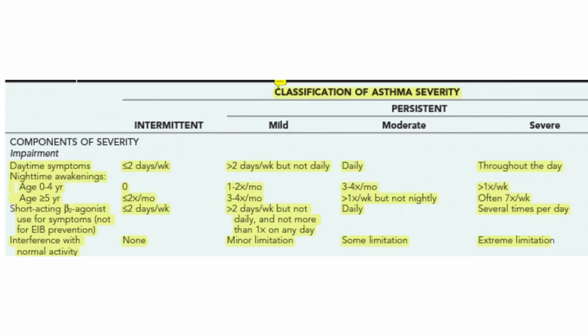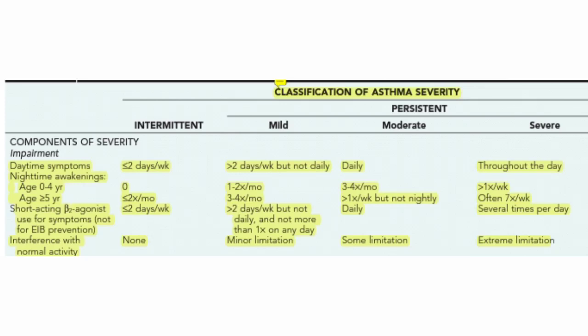Now we'll discuss the control classification of the child. So control can be well controlled, not well controlled, and very poorly controlled. So these are the 3 classifications of the control. Again we will divide it into daytime symptoms and nighttime symptoms. So daytime symptoms, if less than 2 days per week, then it will be well controlled. If more than 2 days per week, then it will be not well controlled, and if occurring throughout the day, then it is very poorly controlled.